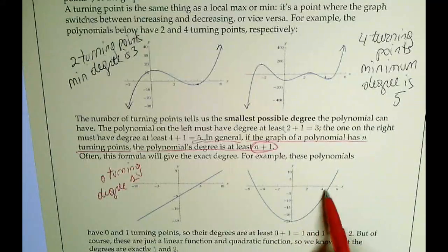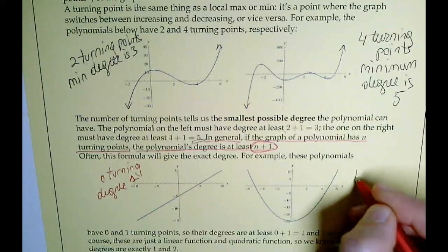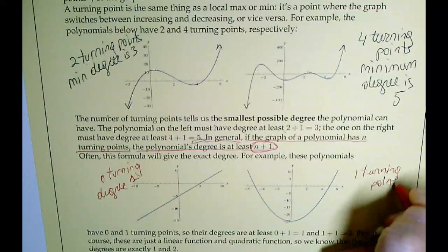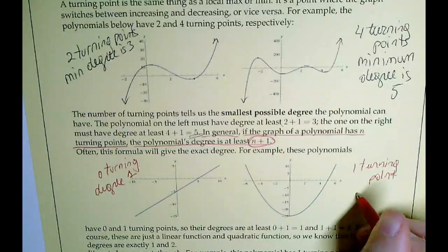And for a parabola, how many turning points do we have? 1. So the degree of a parabola is 1 plus 1, which is 2. So 1 turning point. Degree 2.